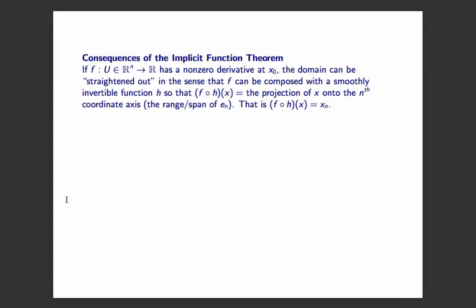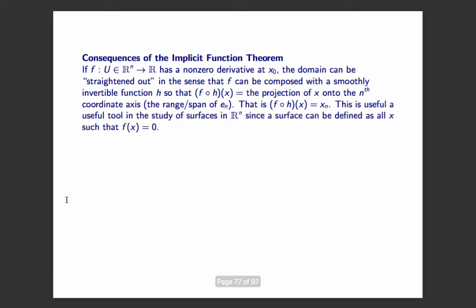So let's discuss a few consequences of the implicit function theorem. If f mapping U in R^n to R has a non-zero derivative at x naught, then the domain can be straightened out. Okay, what do I mean by that? In the sense that f can be composed with a smoothly invertible function h, so that f of h of x is just the projection of x onto the nth coordinate axis. In other words, f of h of x is x_n.